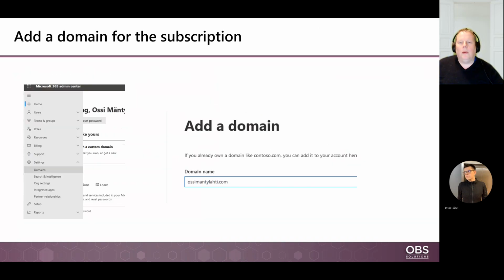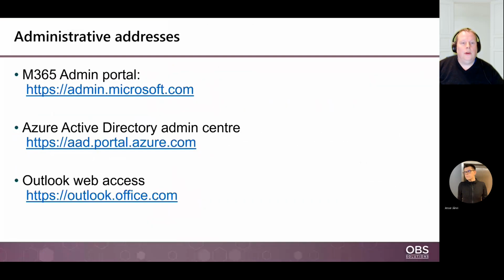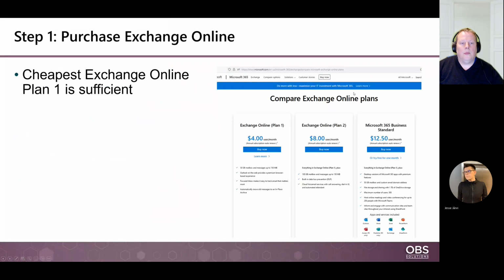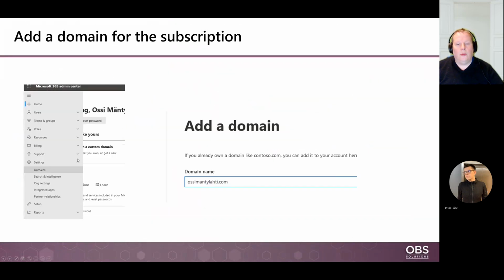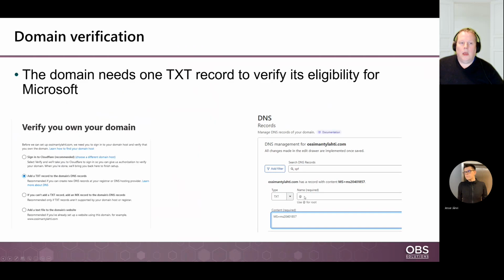So once you have completed the purchase, the next thing that we want to do is to add a domain for the subscription. This is done from the Microsoft 365 Admin Center. That's the address you can find here, admin.microsoft.com, and you go to Settings, Domains, and then you add the domain. In order for Microsoft 365 to be able to use this domain, you need to add one TXT style record for the domain's DNS records.